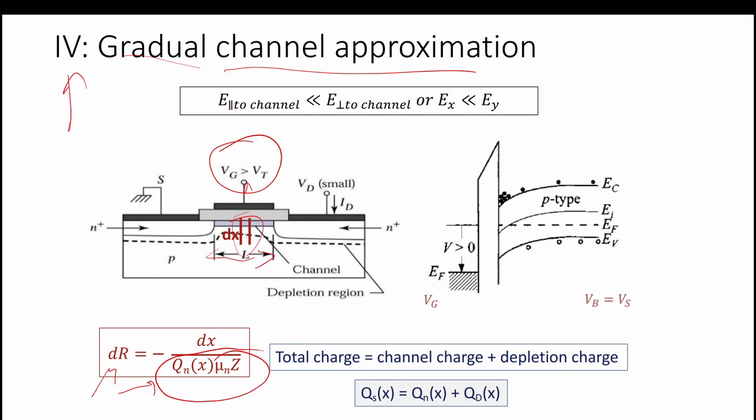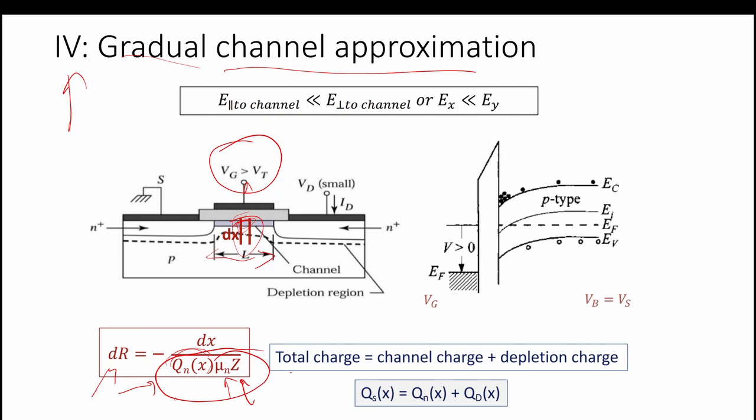This is the conductance which is because of the charges in this region, qn(x) at this point, and dx divided by qn(x) times mu n, which is the mobility of the electrons, and W is the width of the channel, which is in the depth.